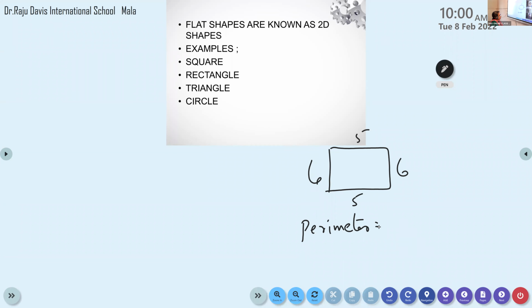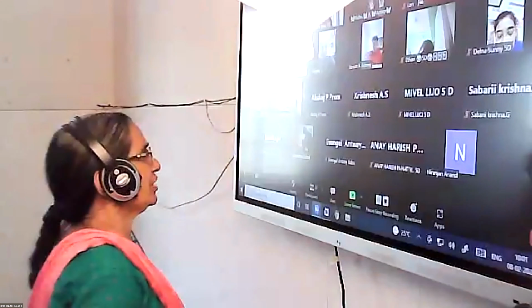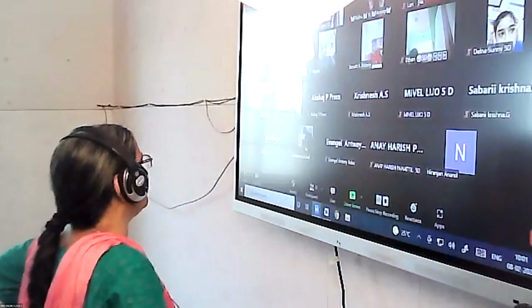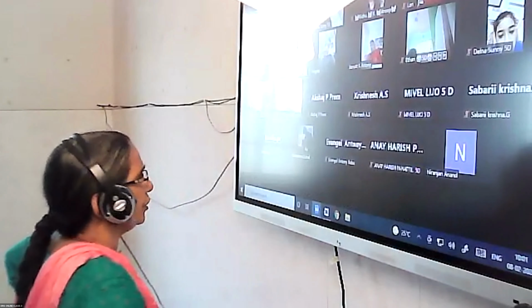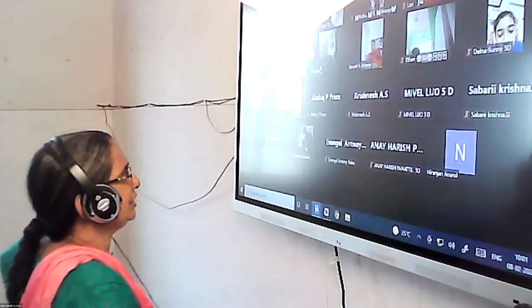What is the perimeter, Ritu? Can you tell what is the perimeter? 22. Yes, 22. Add the lengths: 5 plus 6 plus 5 plus 6. 5 plus 6 is 11, 11 plus 11 is 22 centimeters. So that is the perimeter of this rectangle.